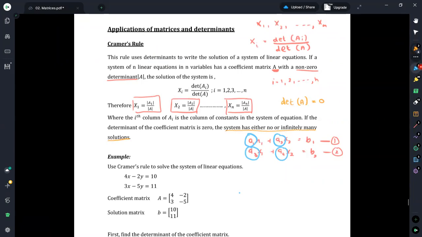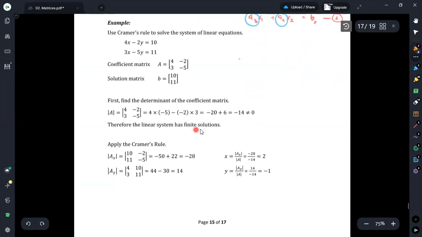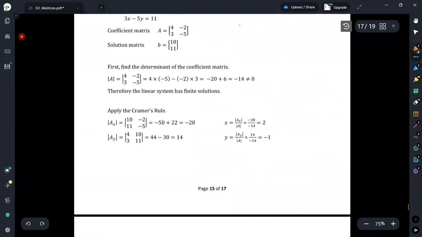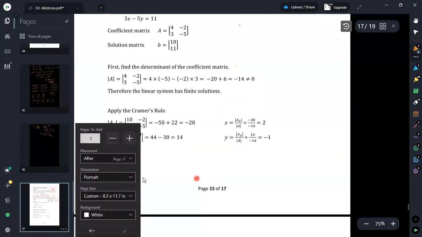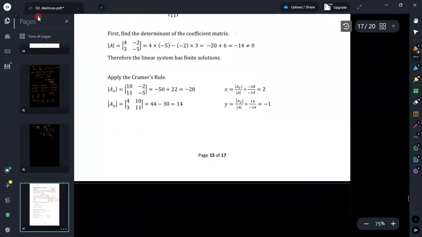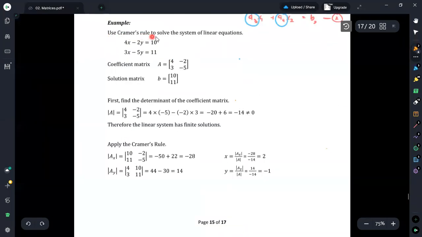Now I will directly move to an example to discuss Cramer's rule. Here I have explained the method in the note, and I will redo the calculation, then it will be easy for you. The question is: use Cramer's rule to solve the system of linear equations 4x minus 2y equals 10 and 3x minus 5y equals 11.